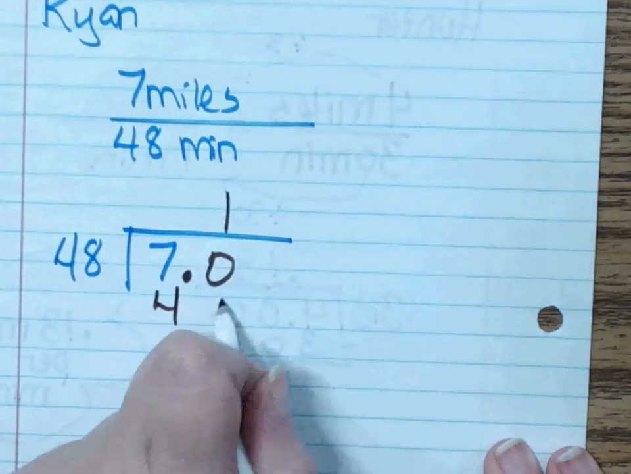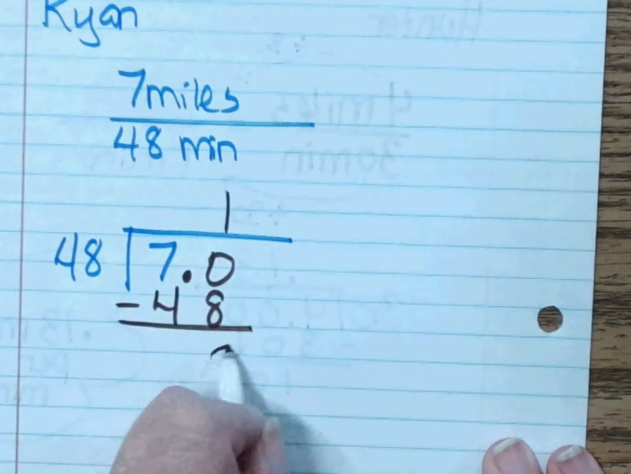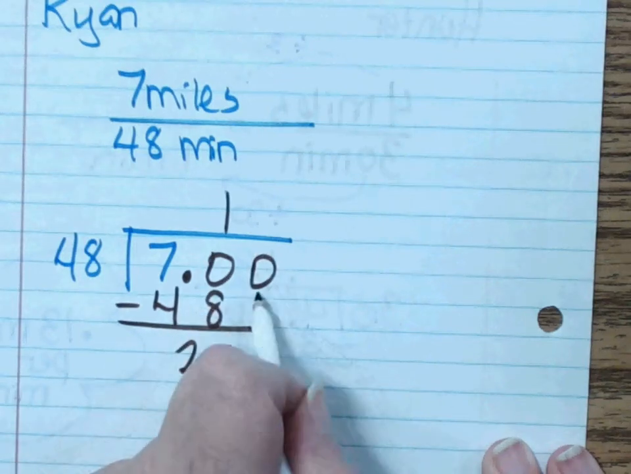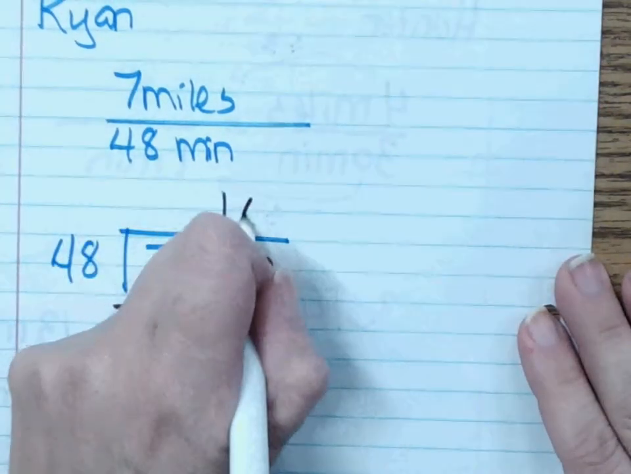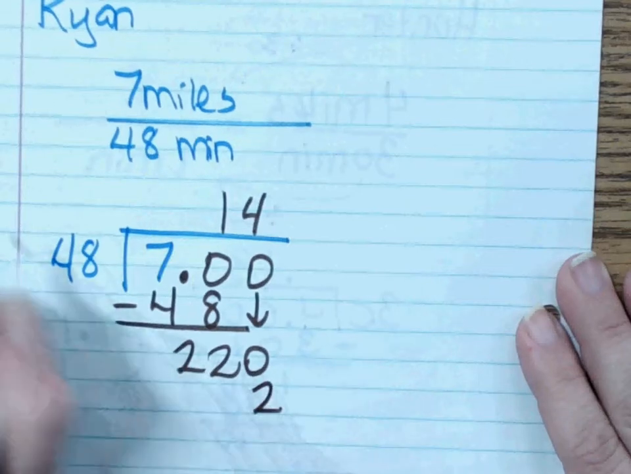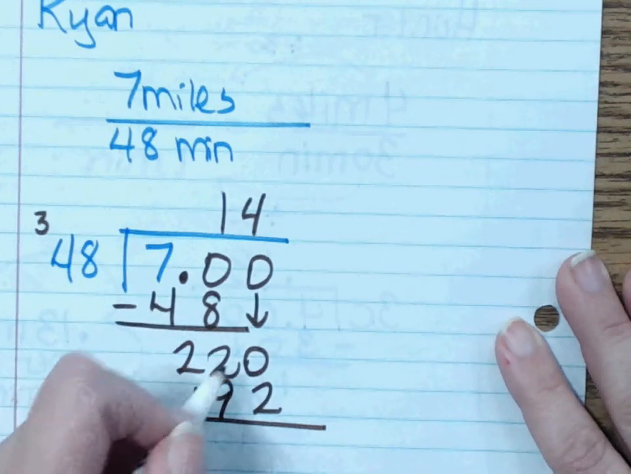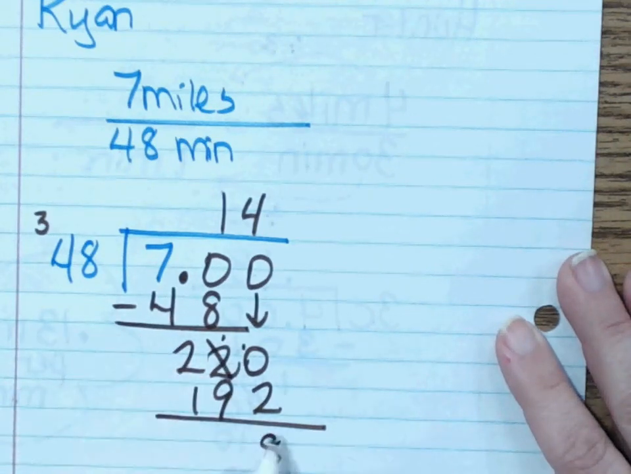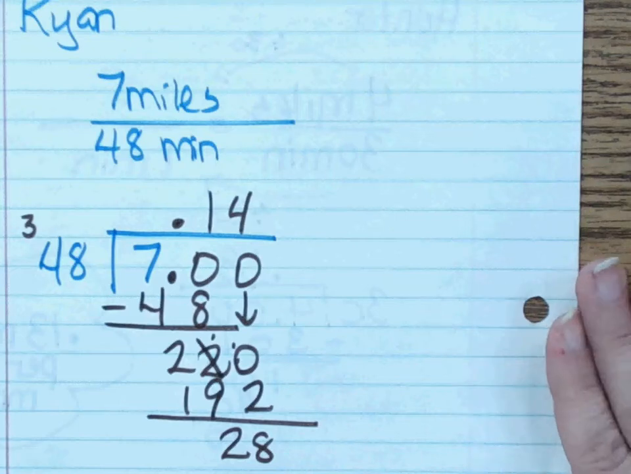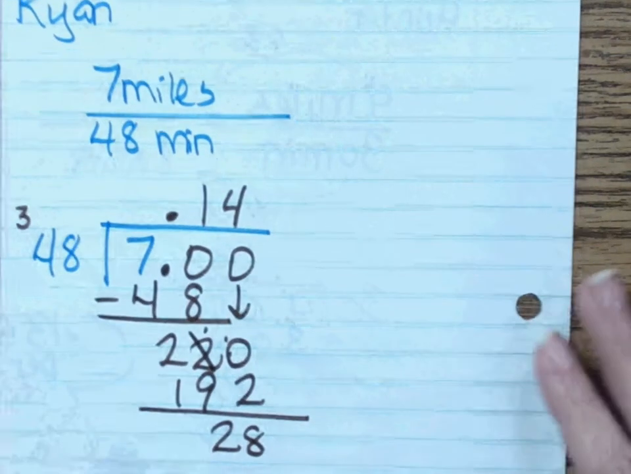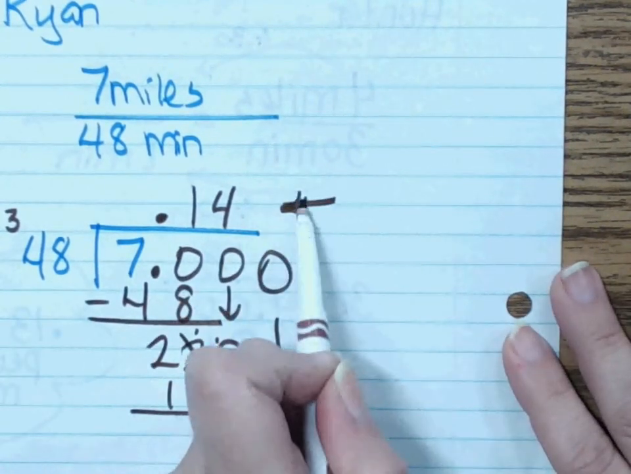I'm going to add a 0, drop it down. 48 will go into 220 4 times. That'd be 32, 16, 19. And so right here, if I just bring my decimal up, I'm going to have a remainder, it's going to come on down, but I'm seeing that now I can compare the two.